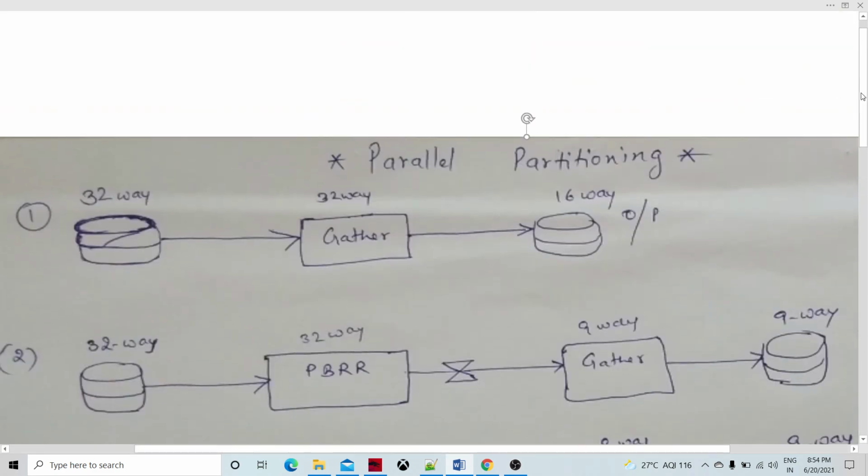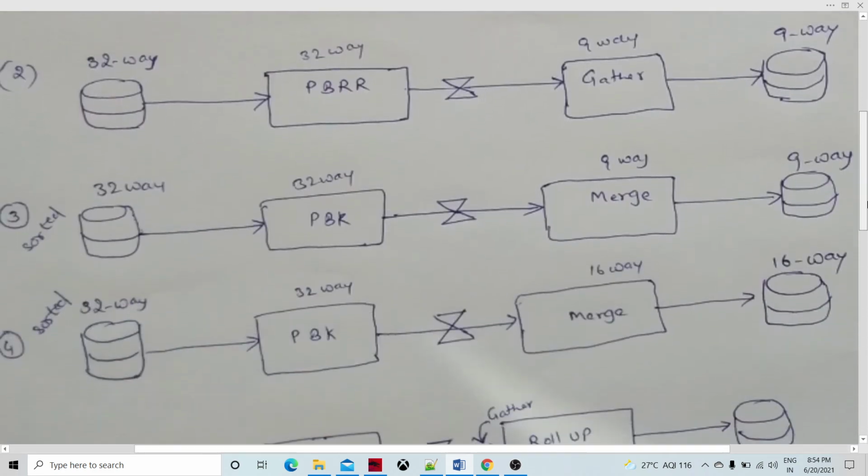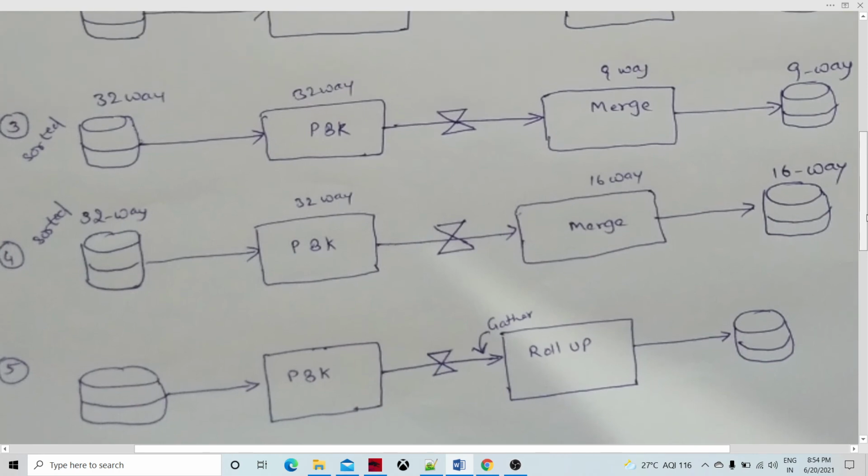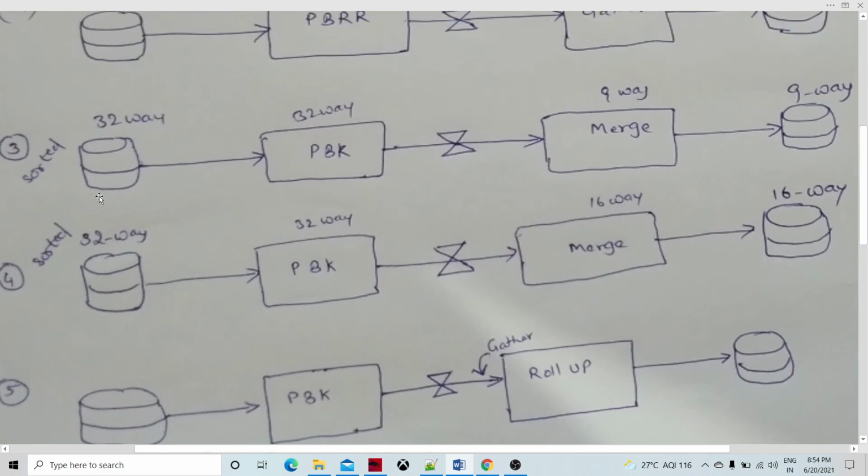Okay, now let's talk about scenario number 3. Scenario number 3 is a sorted, key-based processing. So there is a different thing over here. We have sorted data which is 32-way parallel, right?